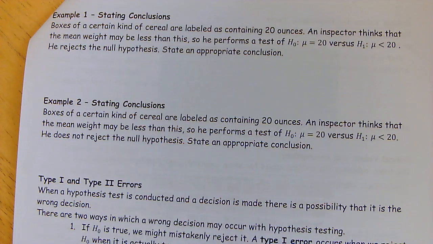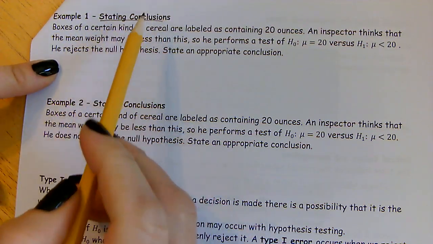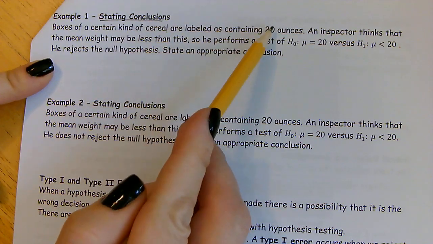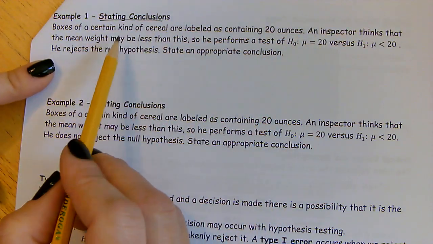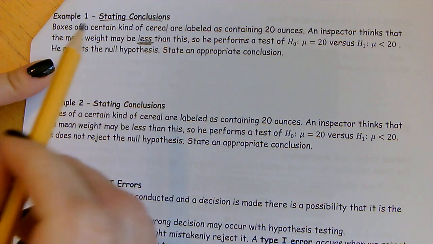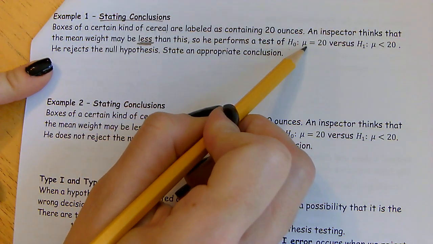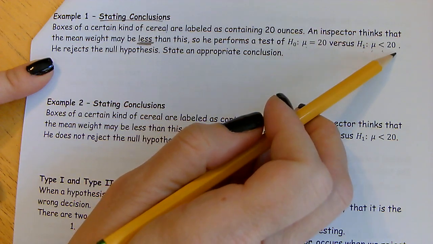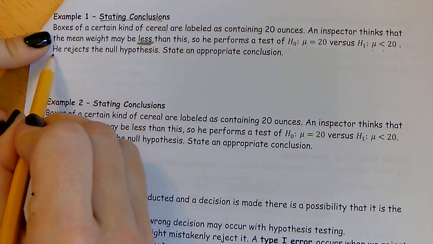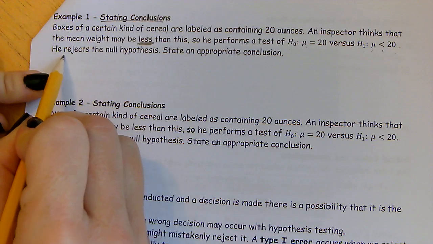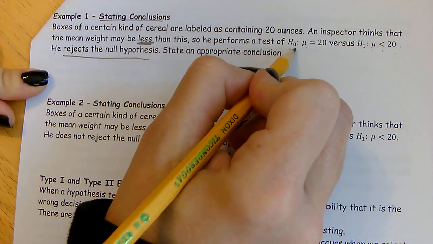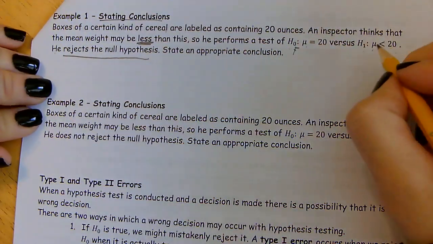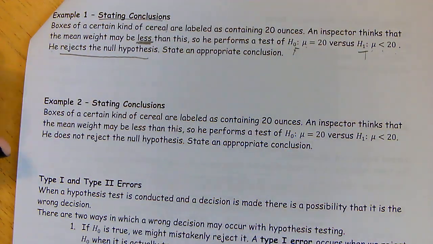All right, so we're going to say that we have this hypothesis test. We have the results. We're just going to state the conclusion. So the cereal boxes that were labeled 20 ounces, the inspector thinks, hey, wait, we think it might be less than this. So the null is that the mean per cereal box is 20. The inspector claims that we think it's less than 20. If he has enough evidence to reject them, that means, hey, we proved them wrong, which makes us correct.